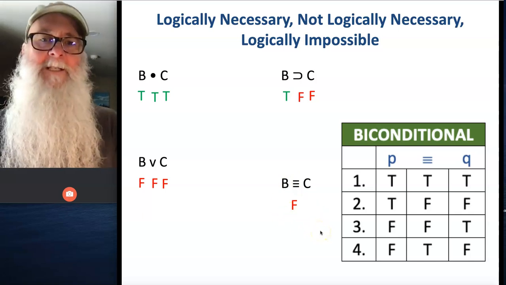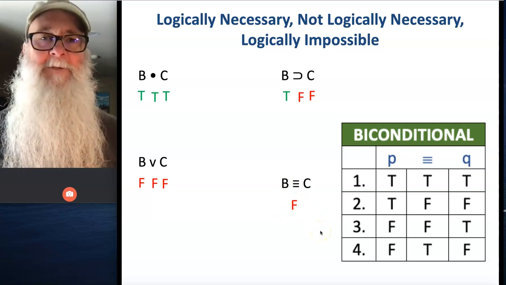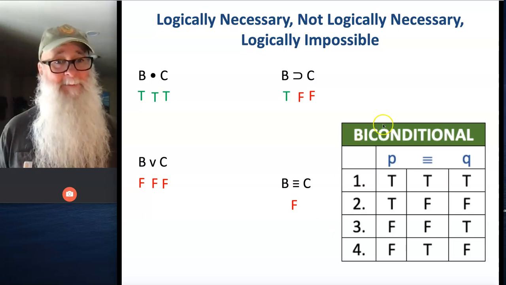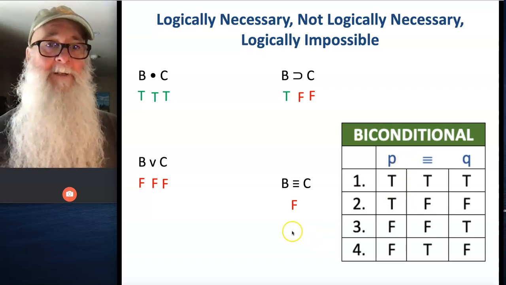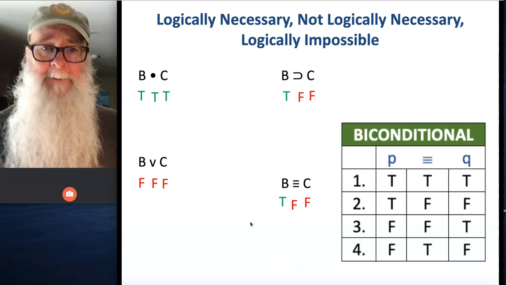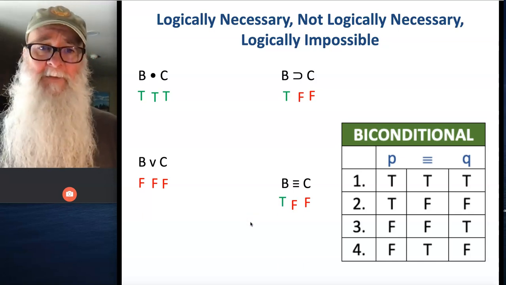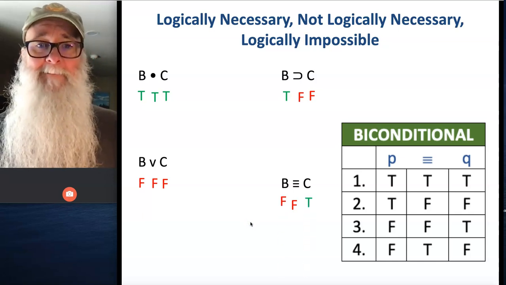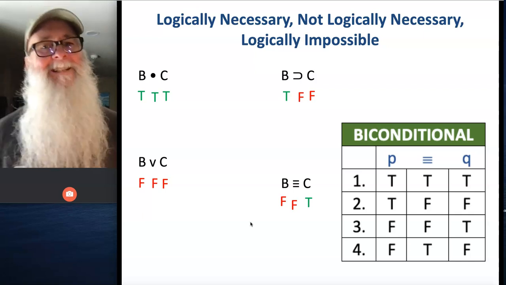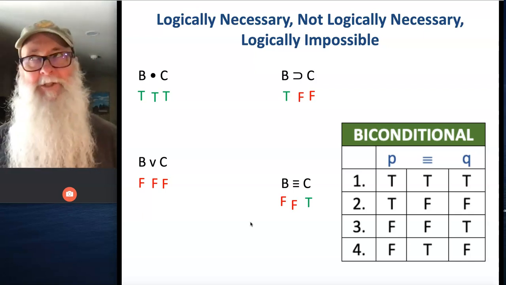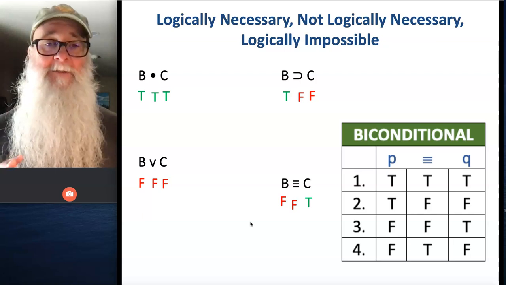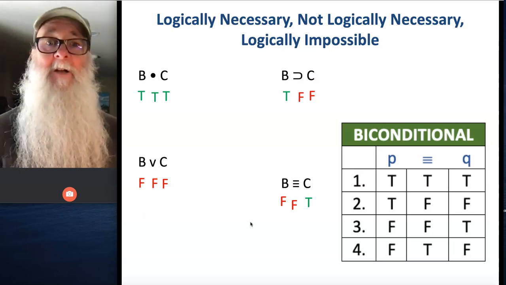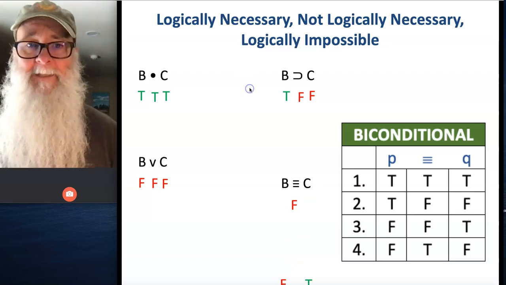So it's logically necessary that B and C have different truth values, and it's logically impossible for them to have the same truth values. So that means that either B is true and C is false, or B is false and C is true. But it's not logically necessary that B be true or false. It's just logically required that it be the opposite of whatever the truth value of C is.